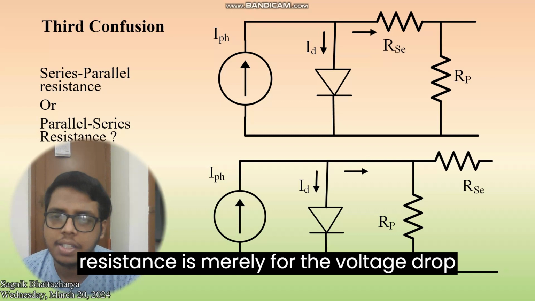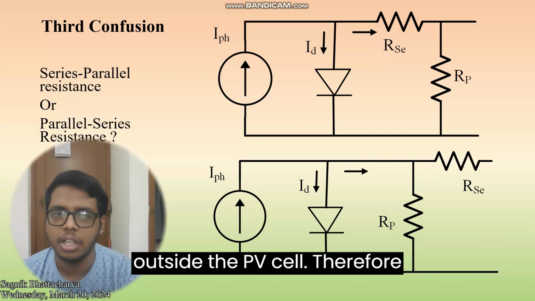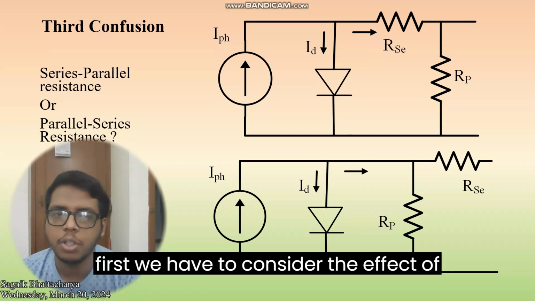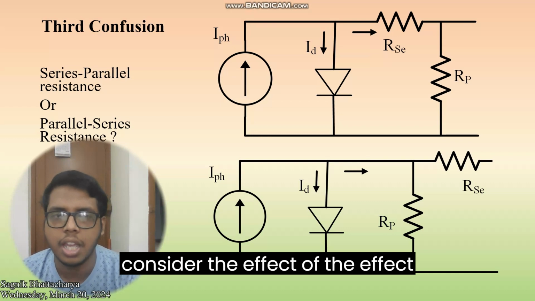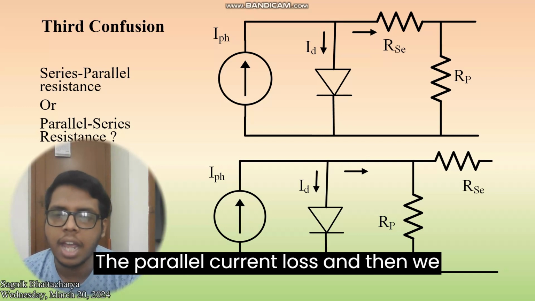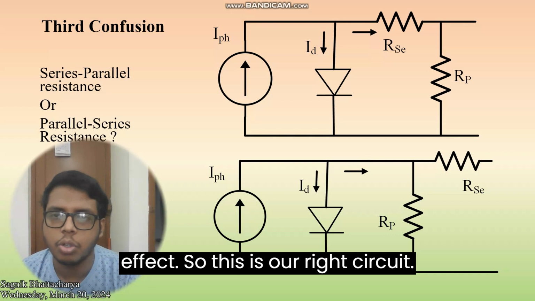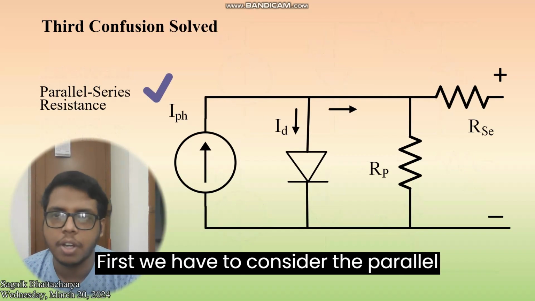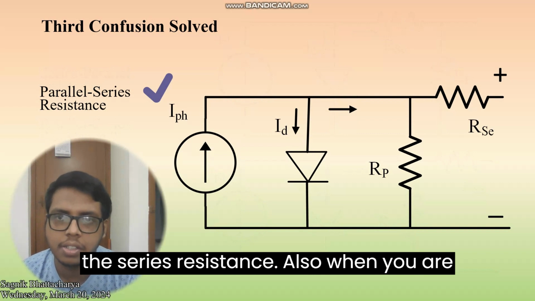And the series resistance is merely for the voltage drop that happens at the contact. So it is outside the PV cell. Therefore, first we have to consider the effect of leakage current, and then we have to consider the effect of voltage drop. So first we have the parallel resistance, and then the series voltage drop effect. So this is our right circuit. First we consider the parallel resistance and then the series resistance.